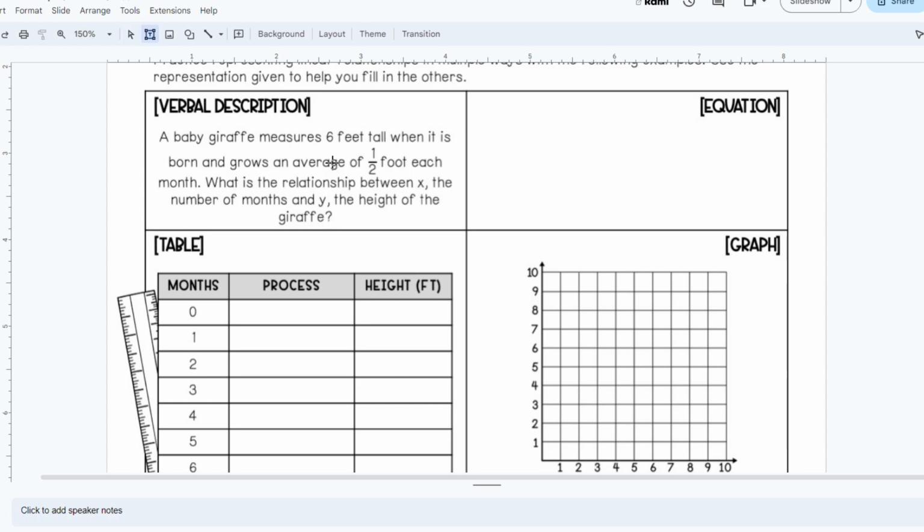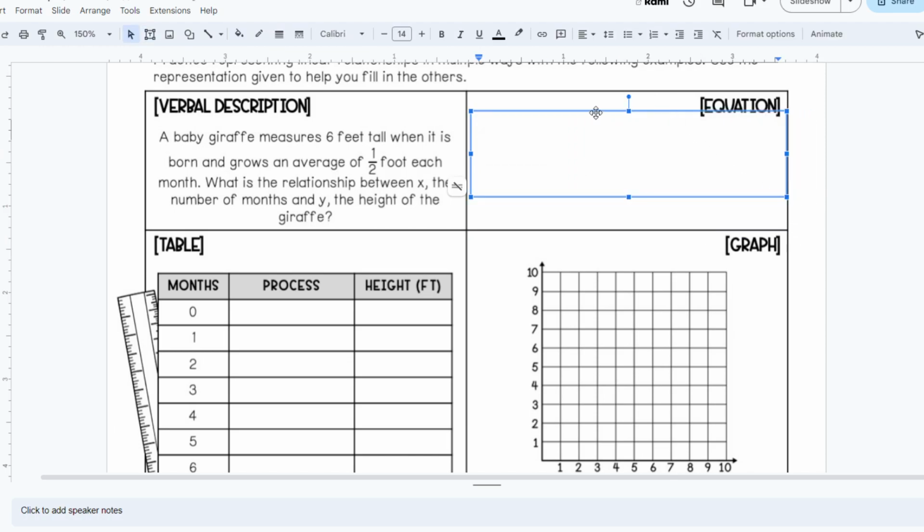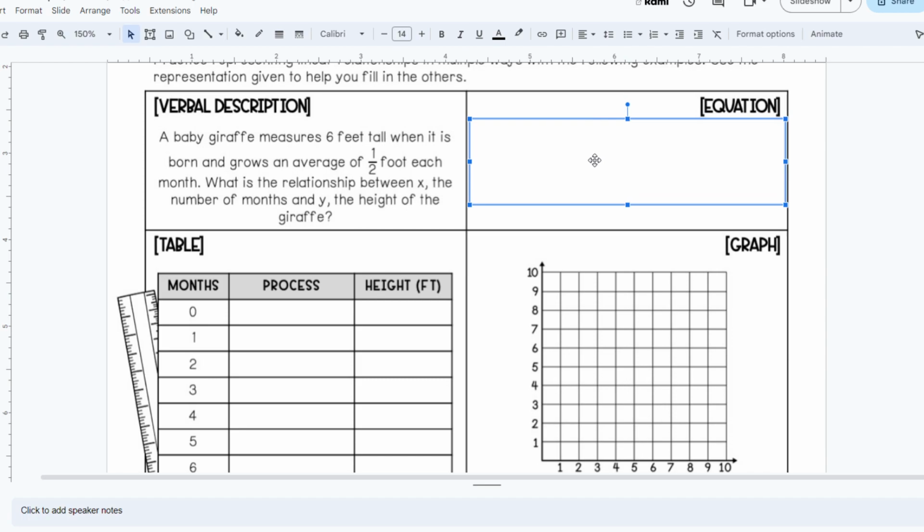A baby giraffe measures 6 feet tall when it is born and grows an average of a half foot each month. What is the relationship between x, the number of months, and y, the height of the giraffe? So remember, in our equation, we have y equals mx plus b. This is what we always start with.